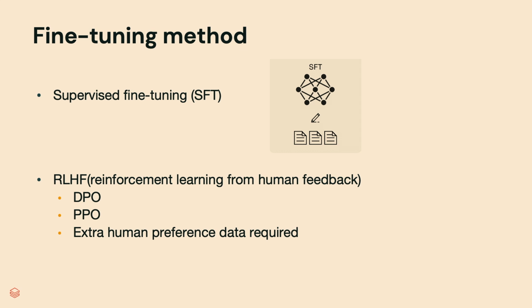There are two typical methods to train an LLM. One is supervised fine-tuning. The other is reinforcement learning from human feedback. But RLHF requires additional human preference data. For translation, it could be the ranking of multiple translation results from different models. And if you're using ChatGPT, sometimes it will ask you to choose which answer is better. That's how they collect human preference data.